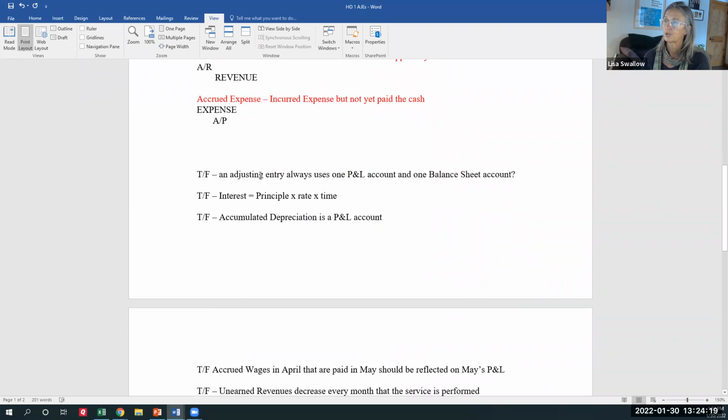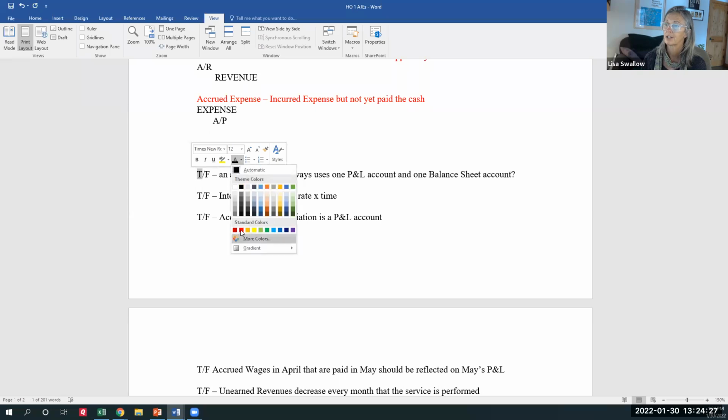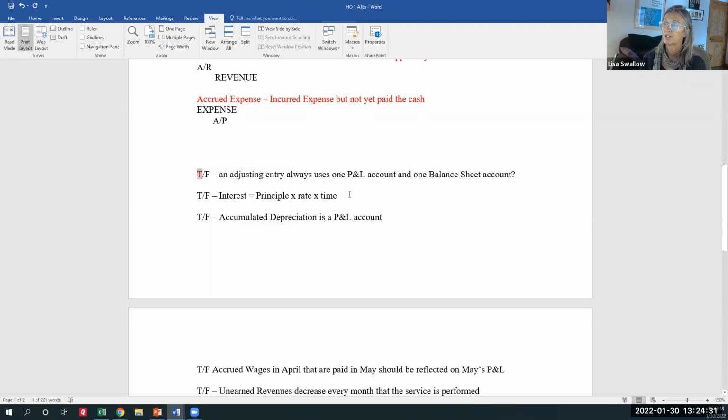All right, here's some true and false. An adjusting journal entry always uses one P&L account and one balance sheet account. That is true. Interest equals principal times rate times time. So let's say I've got a $101,000 note payable with a 4% annual percentage rate.